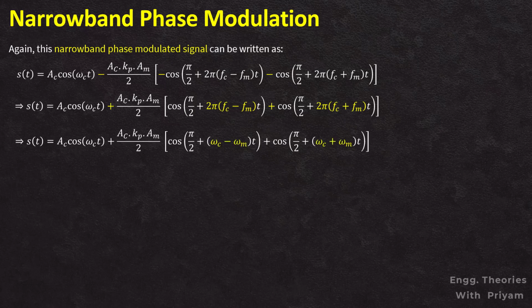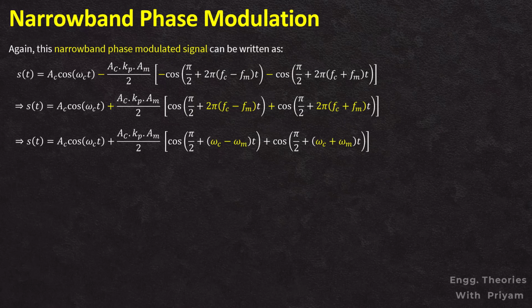Now 2πfc can be written as ωc, and 2πfm can be written as ωm. Then the narrowband phase modulated signal will become s(t) = Ac cos ωct plus Ac/2 Kp Am [cos(π/2 + (ωc − ωm)t) plus cos(π/2 + (ωc + ωm)t)]. There is also a dissimilarity, as the two side frequency components are shifted in phase by 90 degrees relative to the carrier component, and the phasor diagram also confirms this.